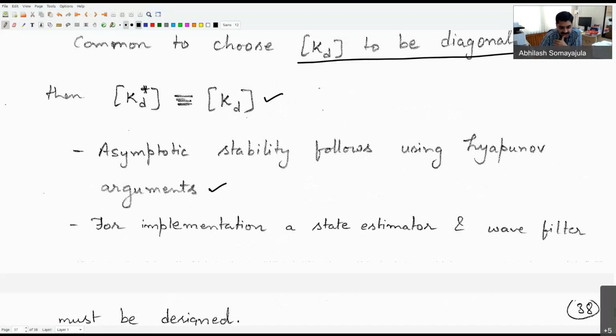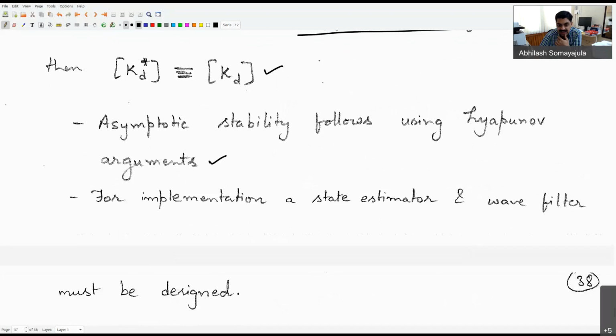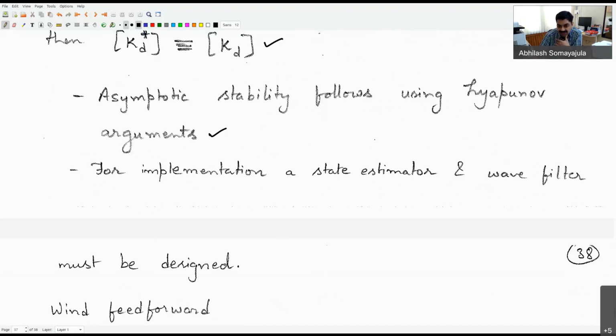Only the idea here is that for a practical implementation, we need the state estimator and a wave filter. The wave filter will really be important in a dynamic positioning system, which the wave filtering was not really needed for our other aspects, but it is particularly needed in the DP system where I only want to compensate for slowly varying drift forces.